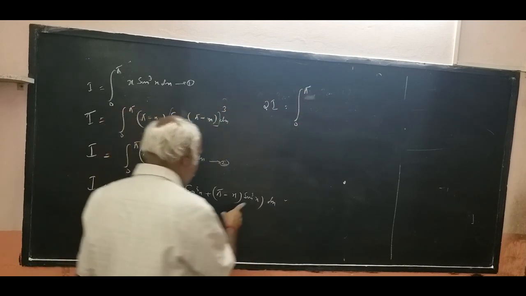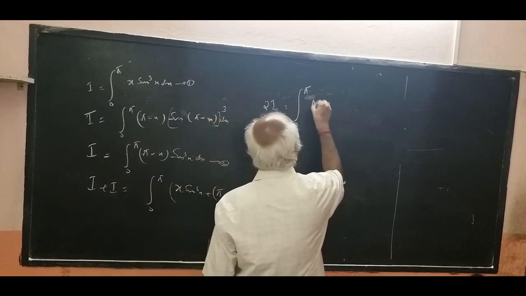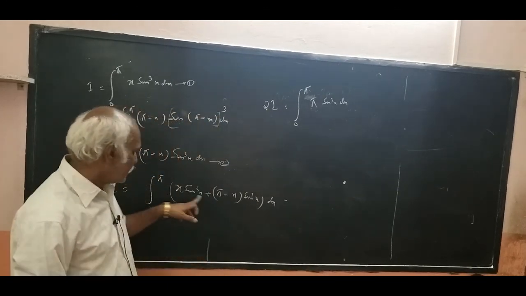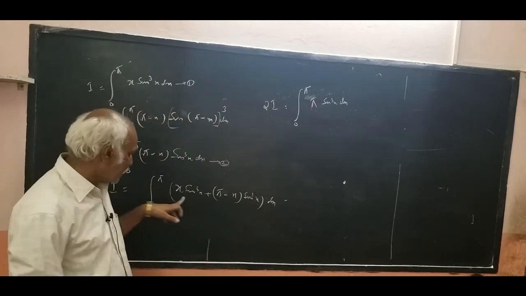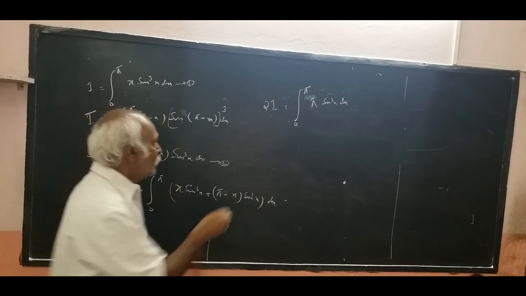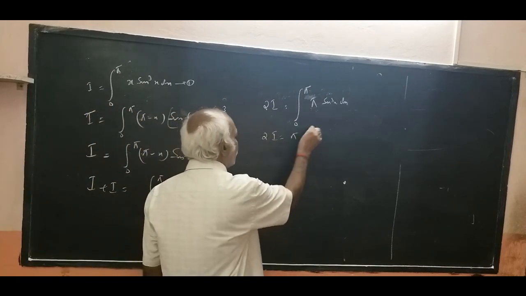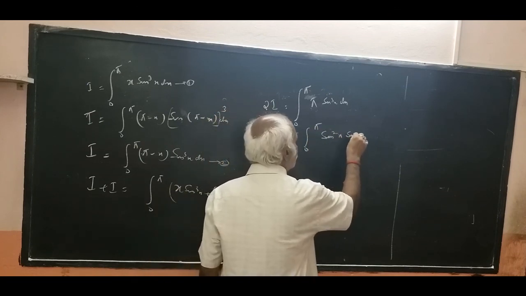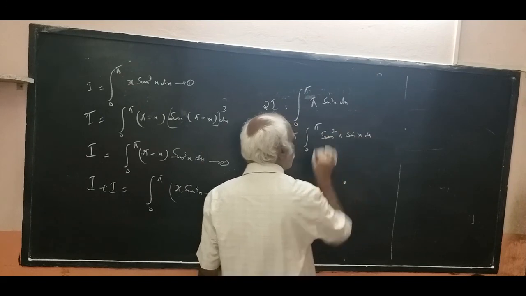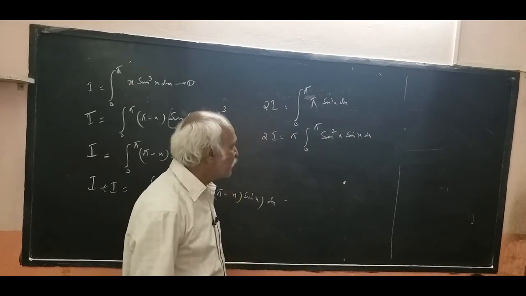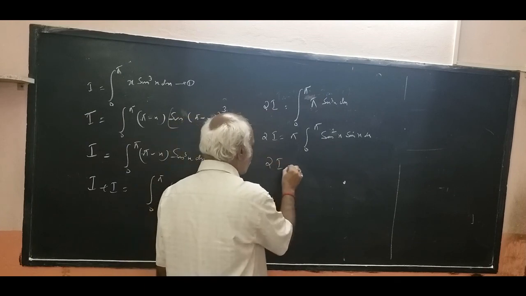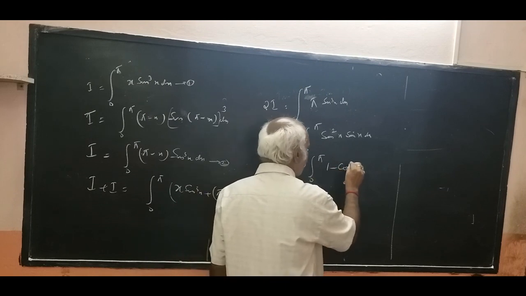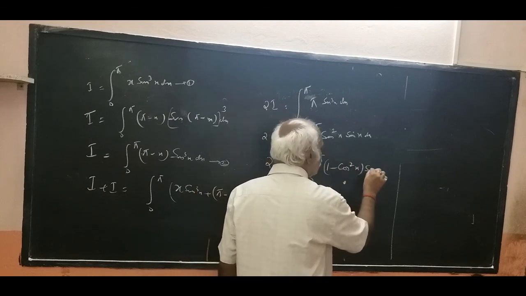If you open the bracket, x sin cube will get cancelled. What is left over? dx will be left over. If you open it, minus x sin cube will get cancelled with plus x sin cube. Left over is pi. So 2I is equal to pi into 0 to pi, sin cube can be written as sin square x into sin x dx. So sin cube x is nothing but sin square x into sin x. So 2I is equal to pi into 0 to pi. This can be written as 1 minus cos square x into sin x dx.